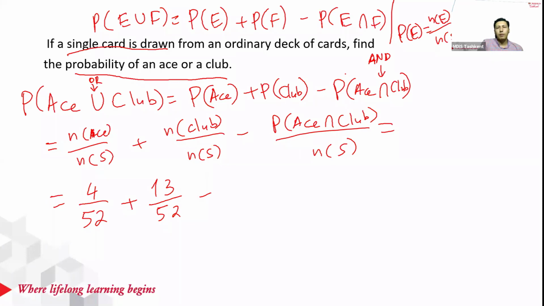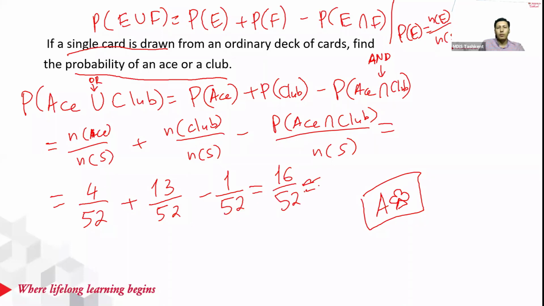Minus ace club. Do we have an ace of clubs? Do you have such a card? Ace and club at the same time? Yes, we have only 1. We write minus 1 over 52. So 17 minus 1, 16 over 52. And 16 divided by 52 is approximately 0.31.